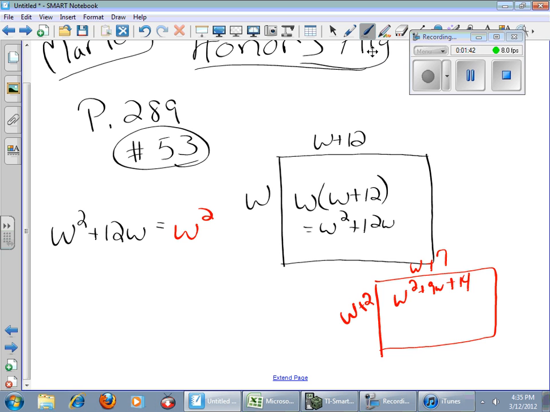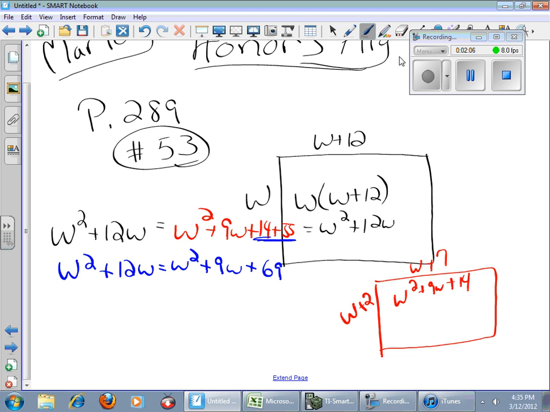So W squared plus 9W plus 14, and then I'm going to add a 55 on here to make them equal. The black one is 55 feet greater. All right, so I'll simplify this, write it all as 1. W squared plus 12W equals W squared plus 9W plus 69. Don't make a mistake like I did and get 73 there. I was working on my answer key and did a silly thing like that.